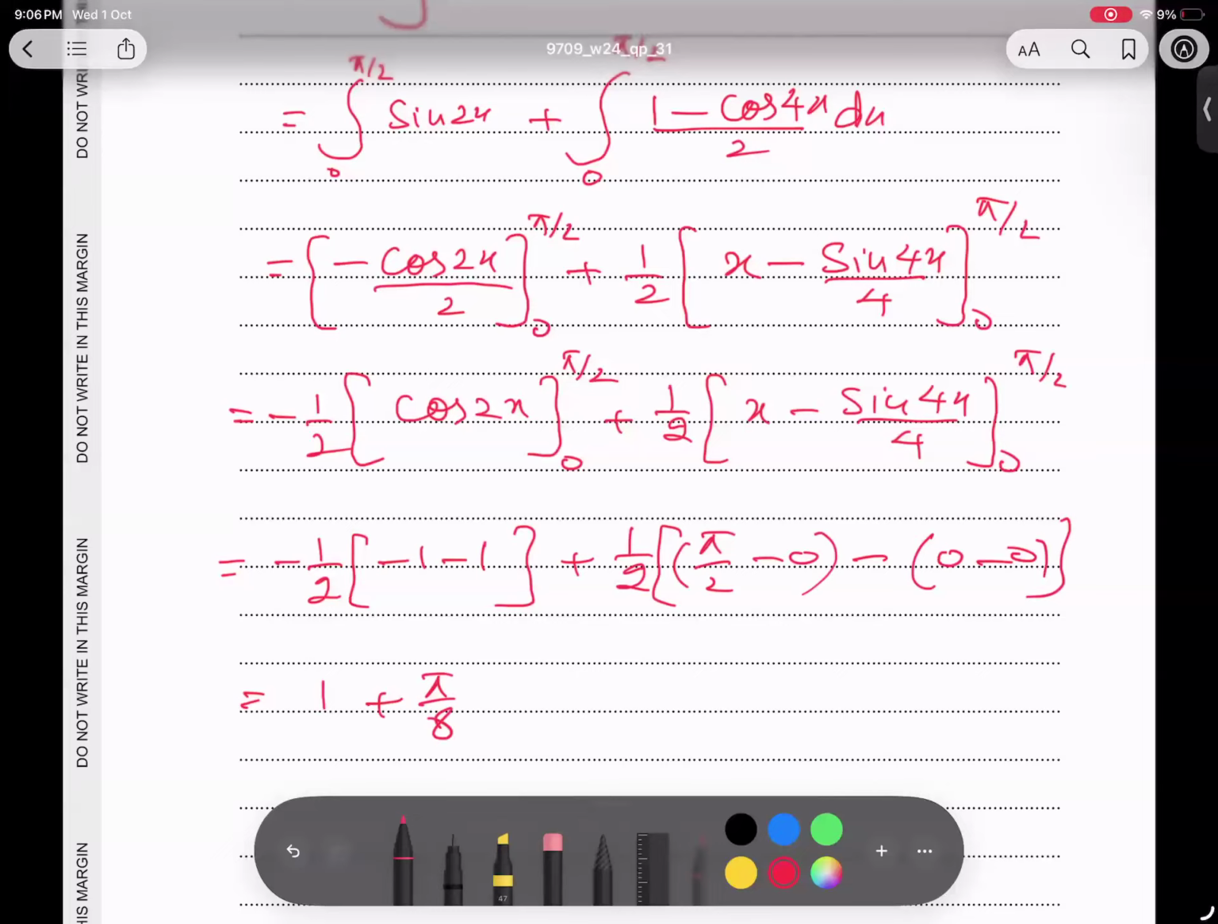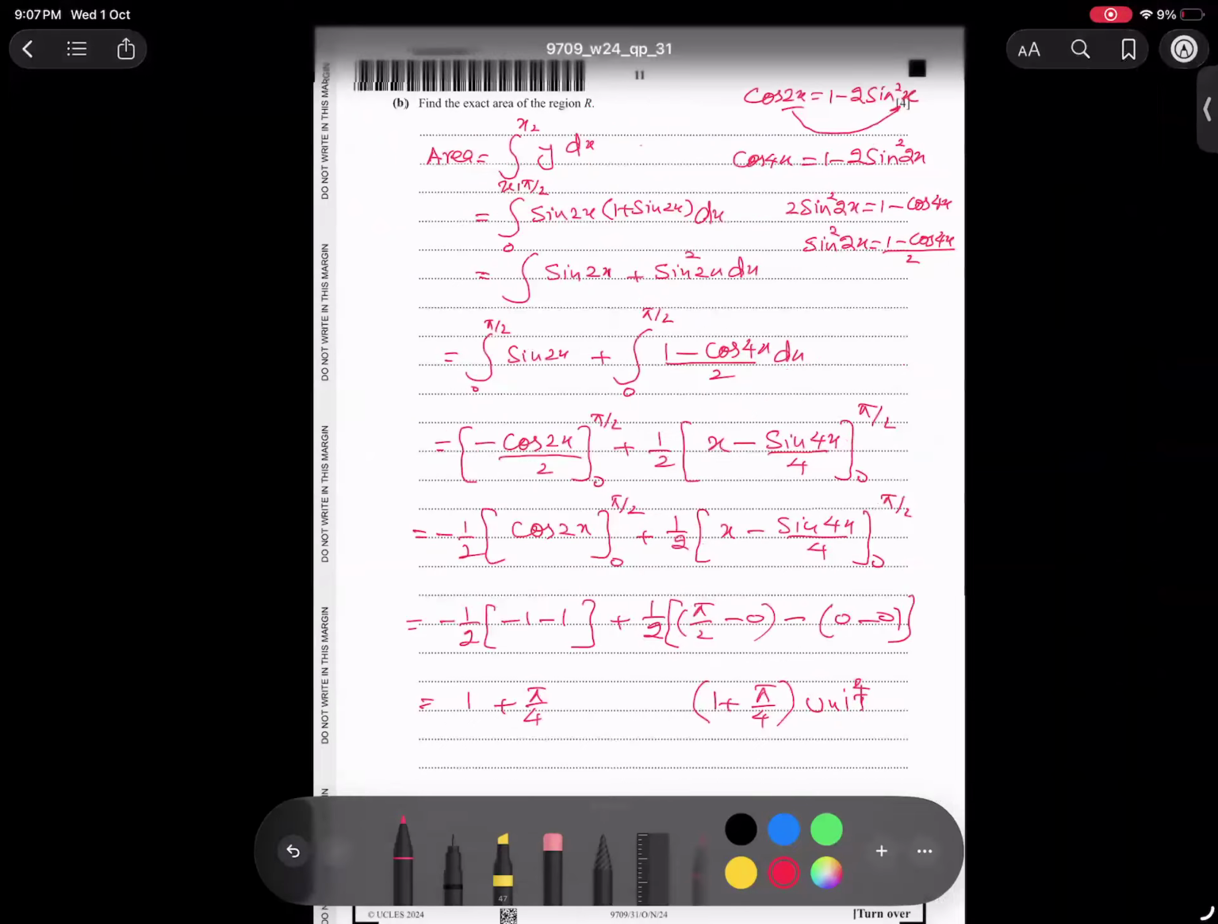So I hope you got the point very clearly. And sorry, it's to the 4, not 8. Sorry for that. This is 2 to the 4, because these two 2s make 4. So Alhamdulillah Rabbil Alameen. We got 1 plus pi by 4 unit square, because it always gives us the area, so unit to the power 2. So I hope the concept is very clear and the question is completely over.